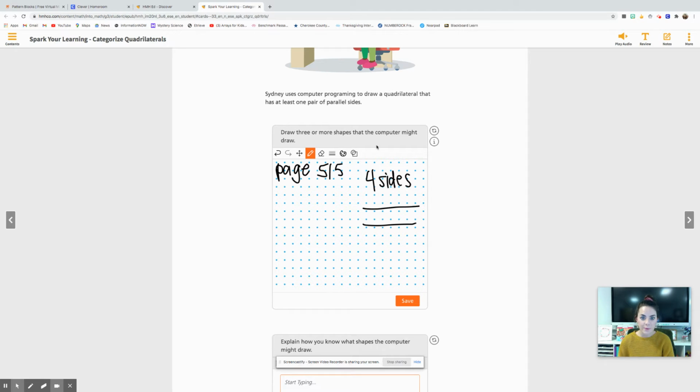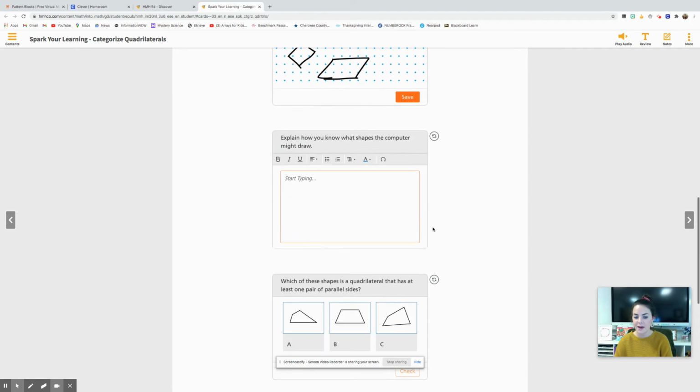Some answers that I would expect you to probably draw would be something like a square. This has four sides and at least one set of parallel sides. You could draw a rectangle. You could even draw a rhombus or a parallelogram. All of these shapes have at least four sides, and they have one set of parallel lines. Some of them have two sets of parallel lines, but they have at least that one set, okay?